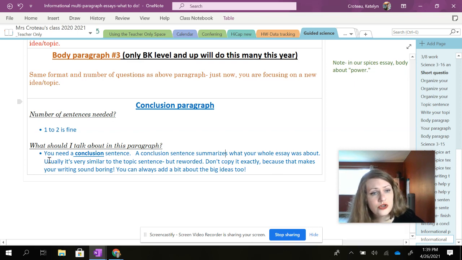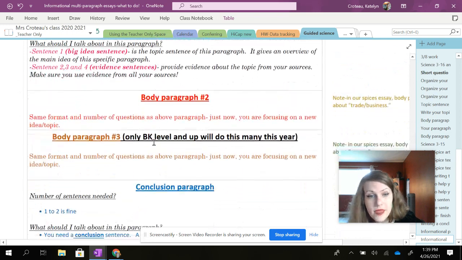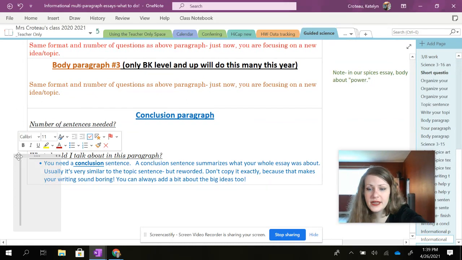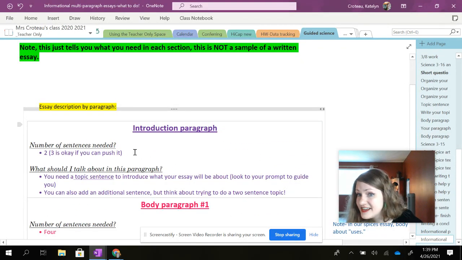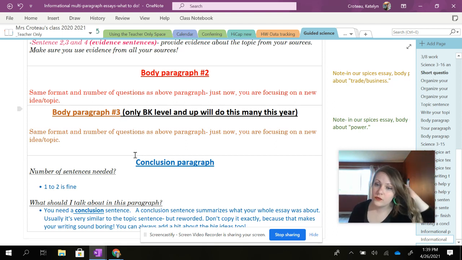Usually, and this is the nice thing, it's very similar to the topic sentence, which is up here in your introduction, but reworded. So important: don't copy it exactly, because that makes your writing sound boring. And always add a bit about the big ideas too. In fact, I would recommend it. Every year I see students copy their topic sentence exactly in the conclusion, and they say the exact same thing. That tells me you didn't put a lot of thought and time into it. So writing isn't supposed to always be easy. It makes you think. That's the challenge.